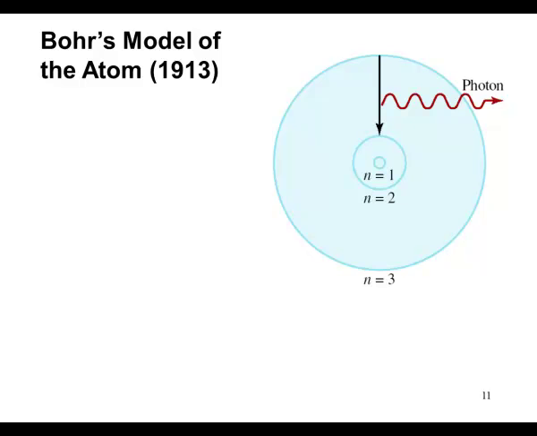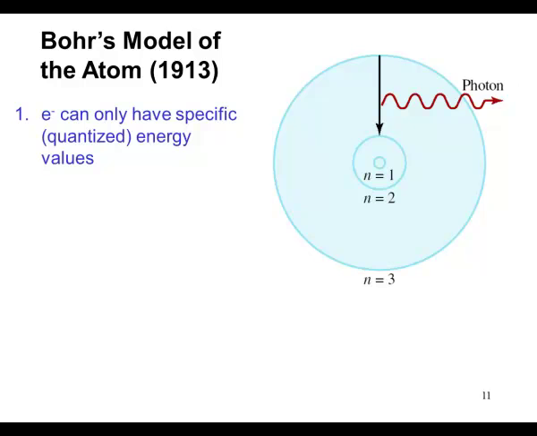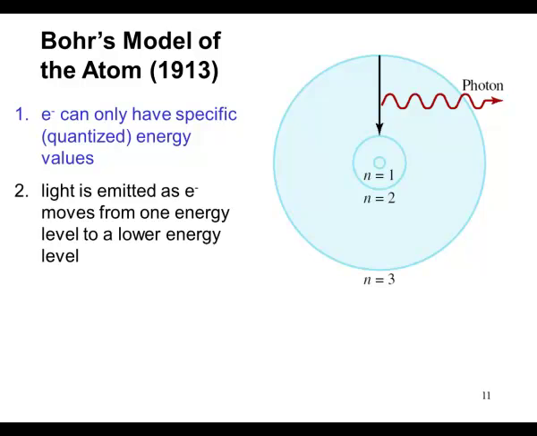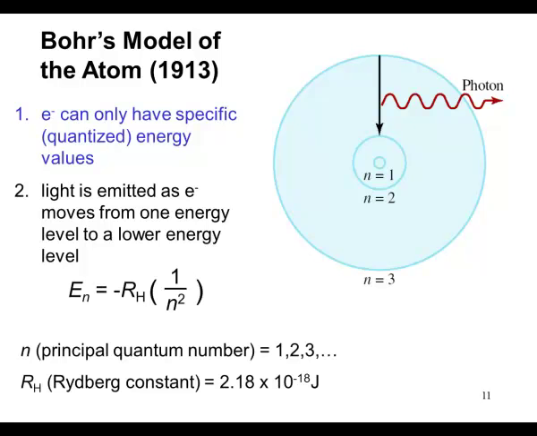To explain this phenomena, Niels Bohr came up with a model of the atom in 1913. He theorized that electrons can only have specific quantized energy values, that light is emitted as an electron moves from one energy level to a lower energy level. The energy for the level can be calculated by setting it equal to minus RH, which is the Rydberg constant for hydrogen, times 1 over n squared, where n is the principal quantum number. 1, 2, 3. They are integers, and they start at 1 and can go theoretically to infinity. These are different energy levels.